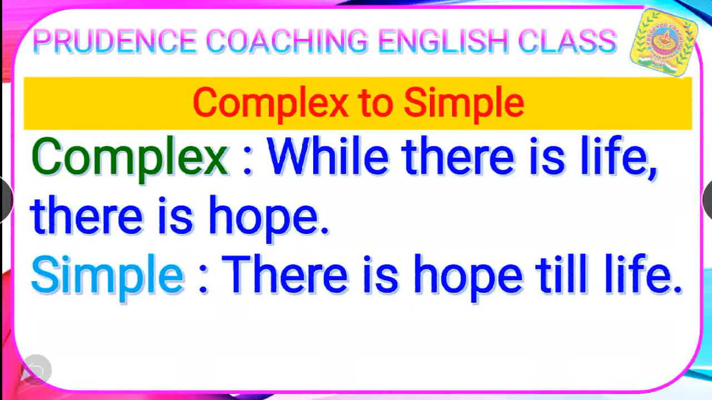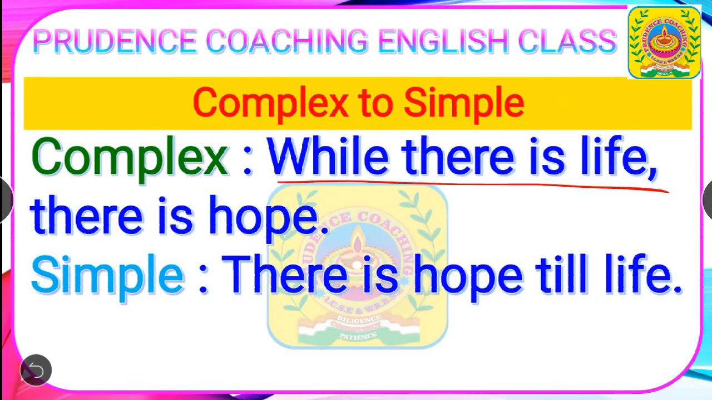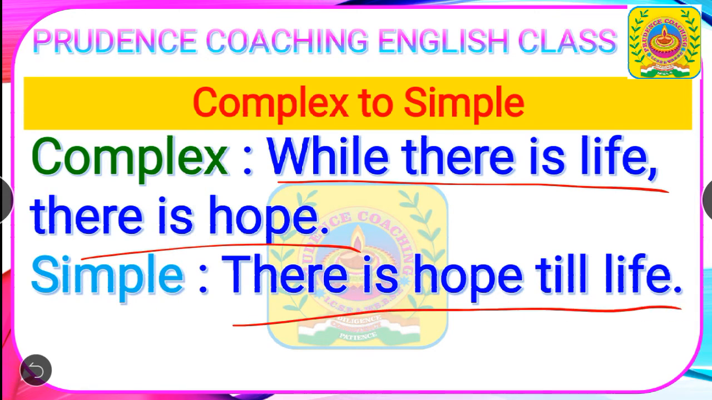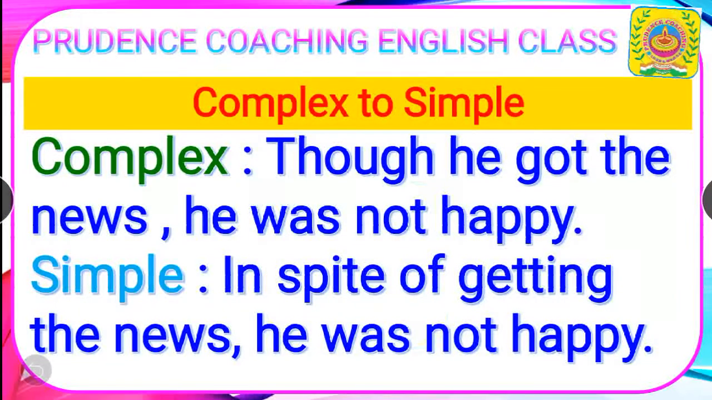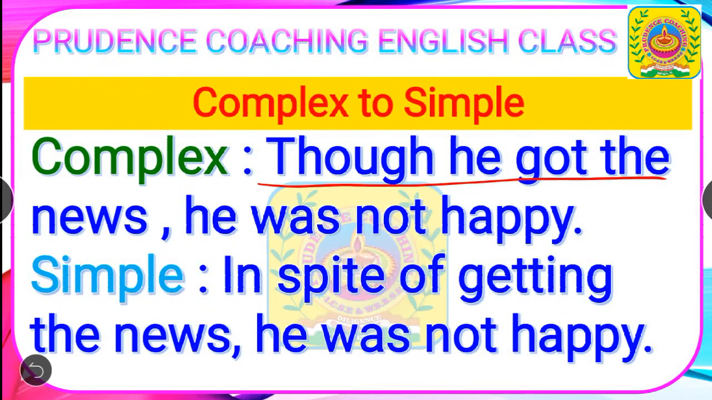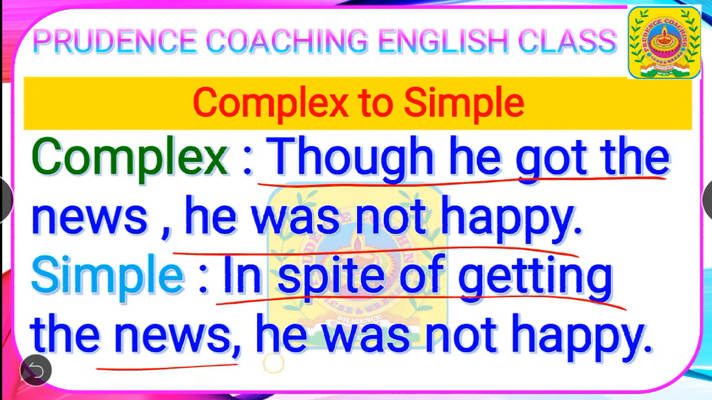Now the next one, complex to simple. While there is life, there is hope. The simple sentence will be: there is hope till life. Now the next, that is complex: though he got the news, he was not happy. Now the simple sentence is: in spite of getting the news, he was not happy.